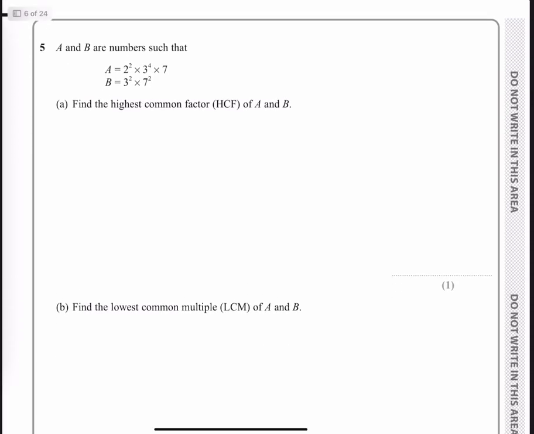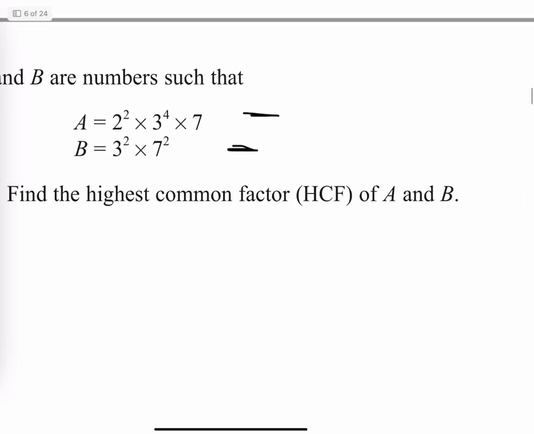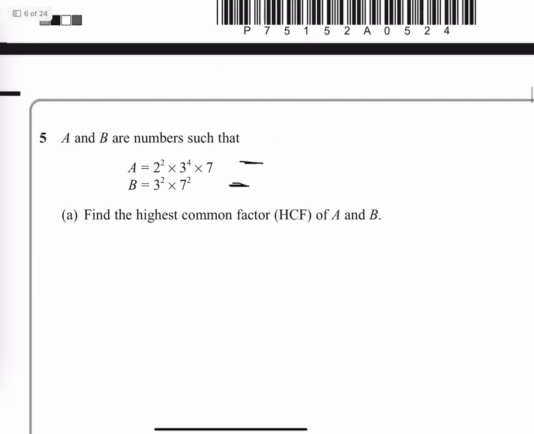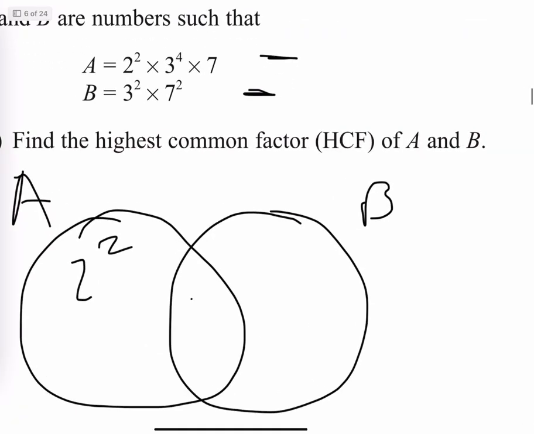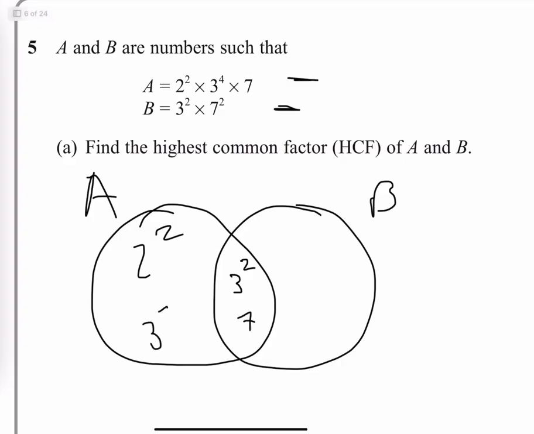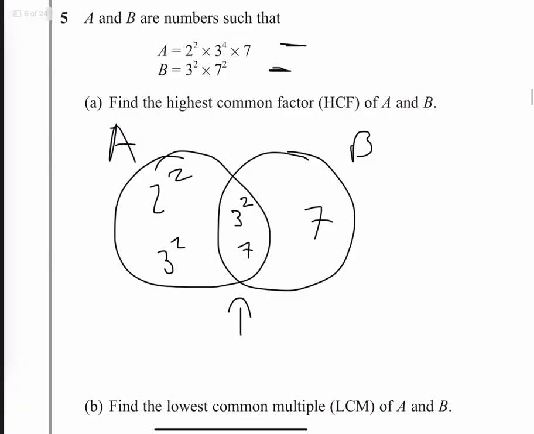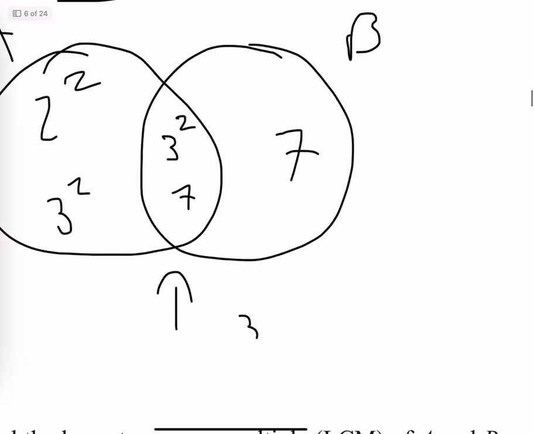Here are some numbers. Find the highest common factor. Well, basically, we're looking for what these two both have in common. The easiest way to do that, and the way the examiner likes to see you do it, is with a Venn diagram. Here's A and B. A has 2 squared, B doesn't have any of that. A and B both have a 3 squared, so we'll put a 3 squared in. They both have a 7. A on top of that has another 3 squared, and B on top of that has another 7. So what they have in common, the highest common factor, will be 3 squared times 7, which equals 9 times 7 equals 63.